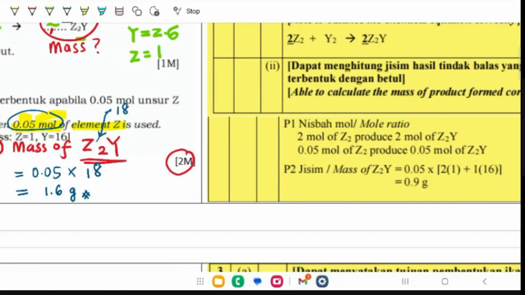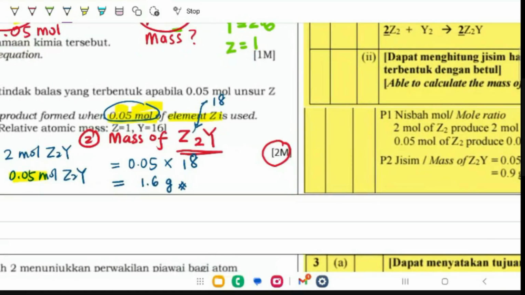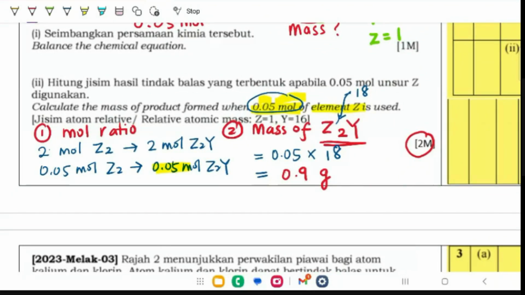Why here is 0.9? Is 1.6 correct? I did not calculate. Is it wrong? 18 times 0.05 is 0.9. How can you get 1.6? Check again. Should be 0.9 gram. Okay.